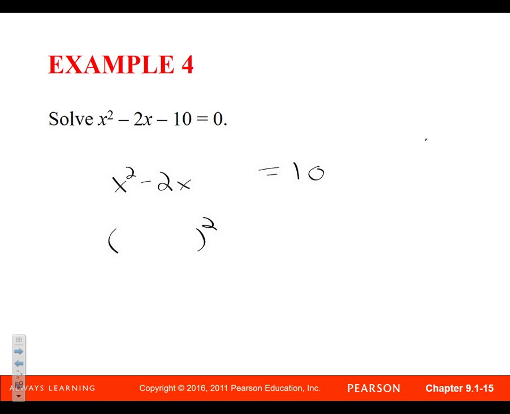So do you guys remember how the whole FOIL process works, right? When we have a perfect square? Yeah. Okay, so here's what's going to happen.